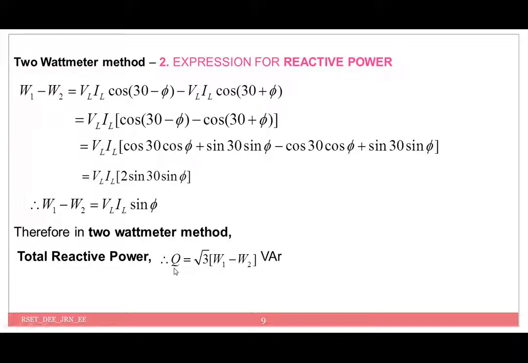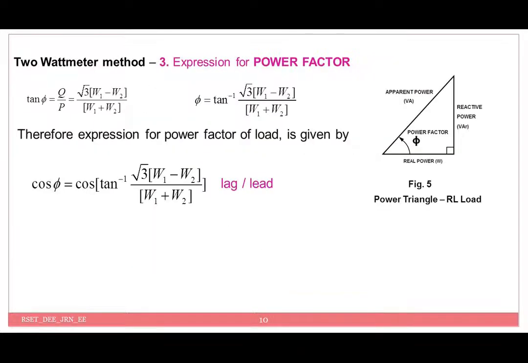So Q, you know, reactive power is represented by Q. So Q is equal to root 3 (W1 minus W2), and the unit for reactive power is volt ampere reactive. Higher units we will be writing as kVAR. So W1 plus W2 is the total active power, but for total reactive power you have to multiply by root 3 and take the difference, W1 minus W2. So we are done with the expressions for total active power and total reactive power, and since you have two wattmeter readings, you are in a position to compute the power factor cos φ.